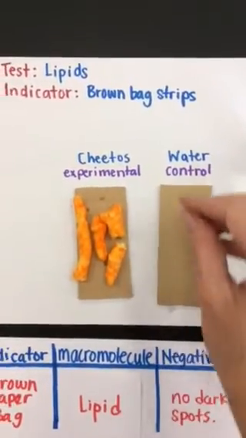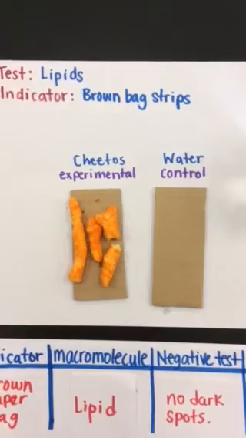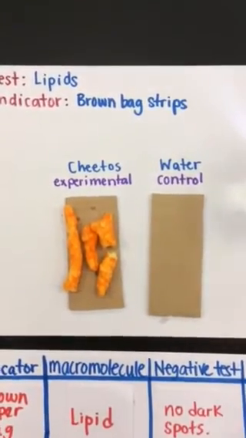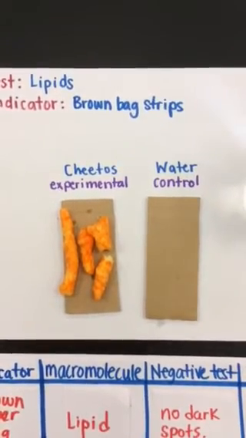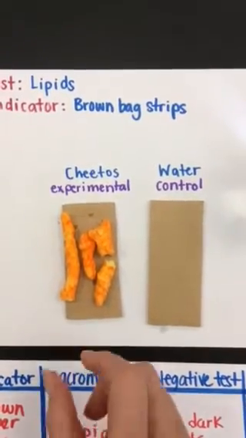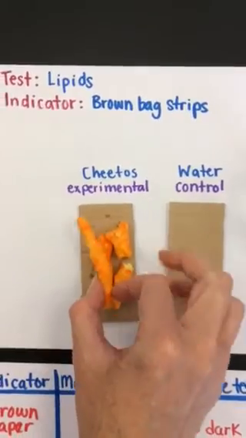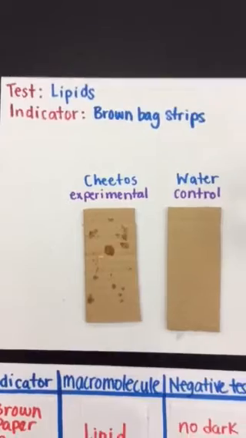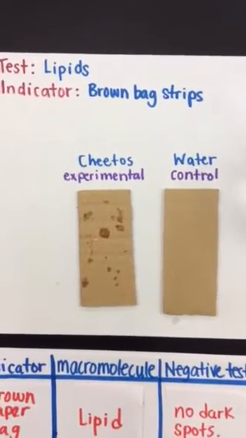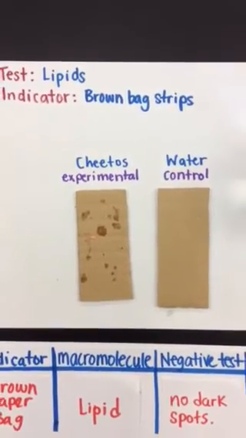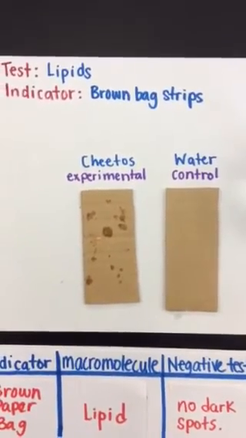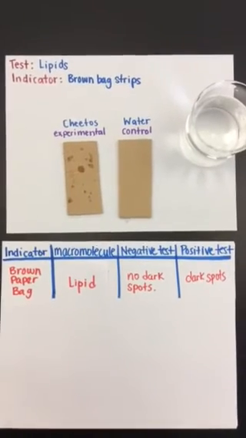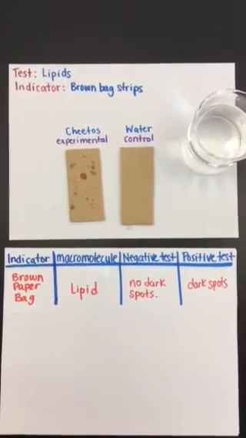Here's our control, water. I applied water to this side of the paper strip, and I don't see any dark spots there. So water was a good control in this case. No macromolecules present. But over here on the side where the Cheetos are, if I begin to remove some of these Cheetos, we can see that dark spots have been left over. So in this experiment, Cheetos tested positive for the macromolecule lipids because of the presence of dark spots.